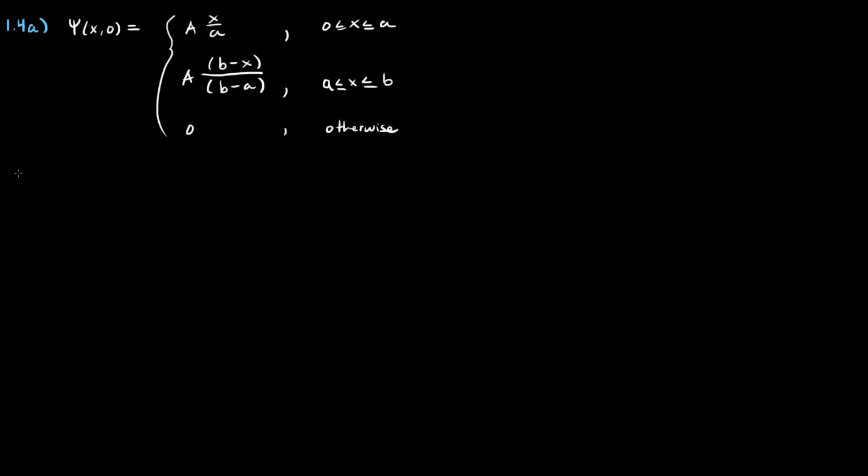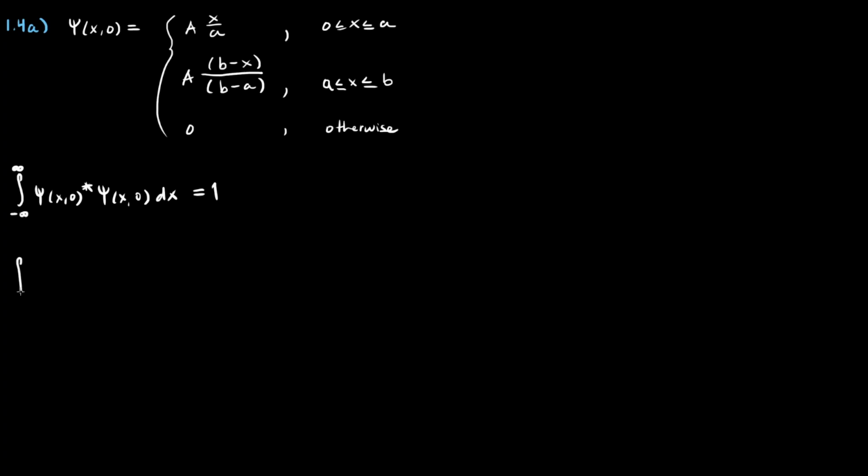We can use the relationship where the integral from negative infinity to infinity of the complex conjugate of the wave function times the wave function with respect to dx must equal 1. This is because this here is a probability density, and integrating the probability density from negative infinity to infinity must equal 1.